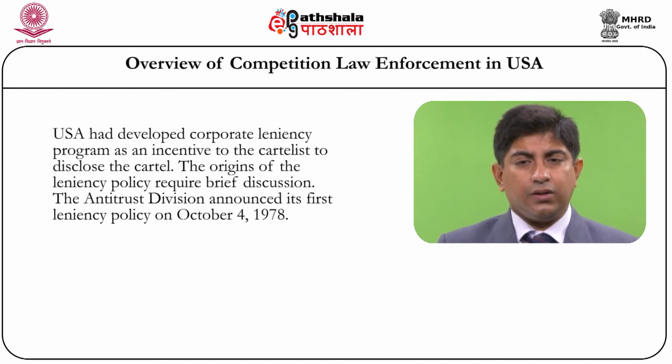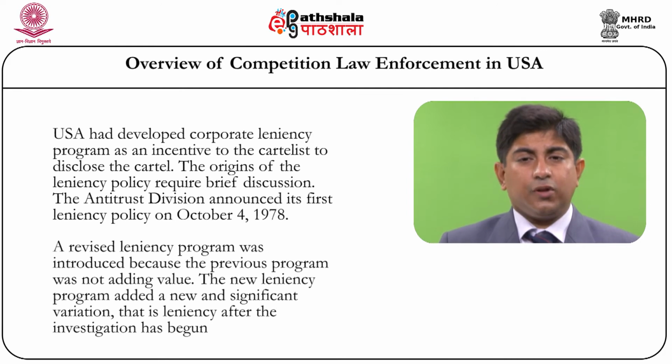The origins of this policy require brief discussion. The antitrust division announced its first leniency policy on October 4th, 1978. A revised leniency policy was introduced because the previous program was not adding value. Here two factors are supposed to work out. One is that when a person is being given an incentive, the person should have direct confidence in the agency, that the moment they come down to the agency and let them know about their involvement in the cartel, the agency or the competition body is supposed to give them an actual form of leniency or amnesty.